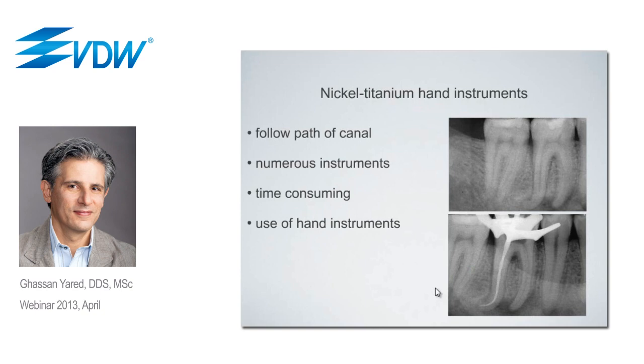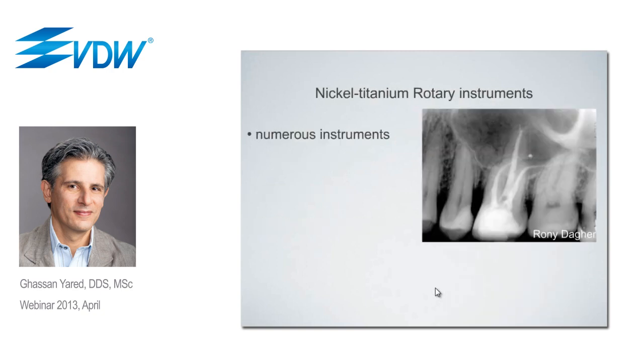Then there are the techniques using the nickel titanium hand instruments. We know from research that with nickel titanium, the chances of canal transportation are lower than with stainless steel instruments. So definitely that is an advantage. However, the hand instrumentation techniques using nickel titanium instruments still require numerous instruments. They are time consuming, and there is still the frustration that can result from the use of hand instruments in some cases.